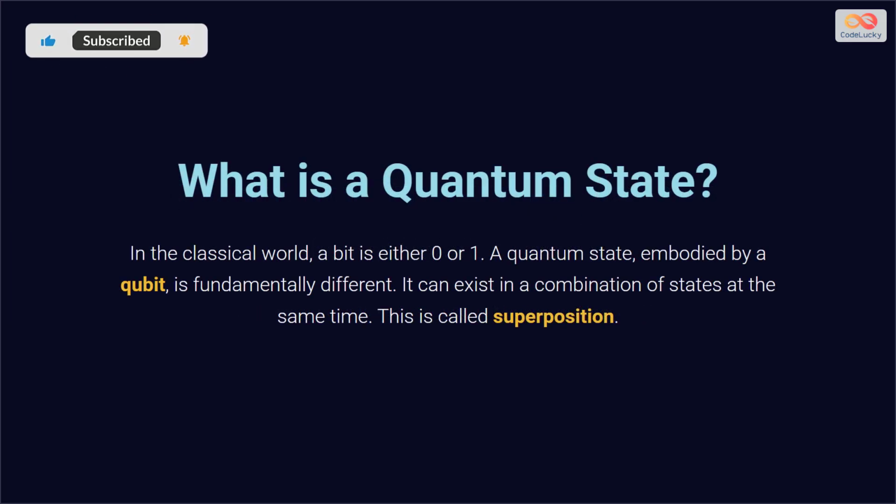So, what exactly is a quantum state? In our everyday computers, information is stored in bits, which can be either a 0 or a 1. It's a simple binary choice. But in the quantum world, things get much more interesting. A quantum state, represented by a qubit, isn't limited to one choice. It can be a 0, a 1, or a combination of both at the very same time. This strange but powerful property is known as superposition.